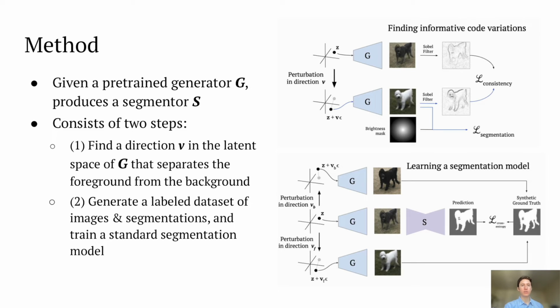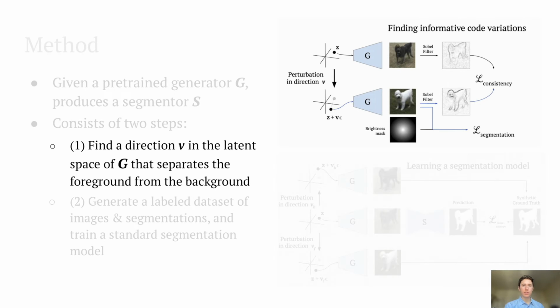Our method consists of 2 steps. The first step involves finding a latent direction V in the latent space of a pre-trained generator that separates the foreground from the background. We do this by optimizing for a direction which increases the contrast in the image while keeping the image edges the same. And we measure the image edges with a simple Sobel filter.